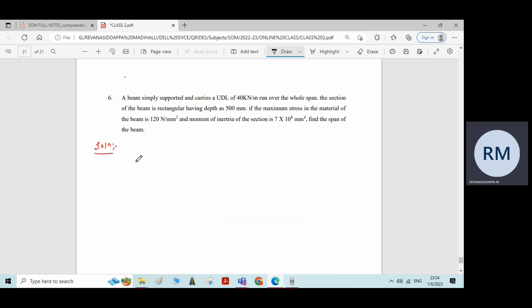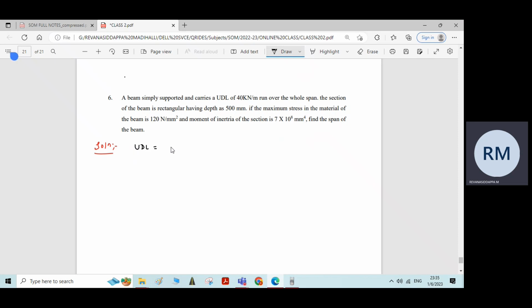So this is a problem on bending equation. A beam simply supported and carries UDL of 40 kilonewton per meter. The load on the beam is 40 kilonewton per meter and it is UDL and the beam is simply supported. Okay. Let me write the data.